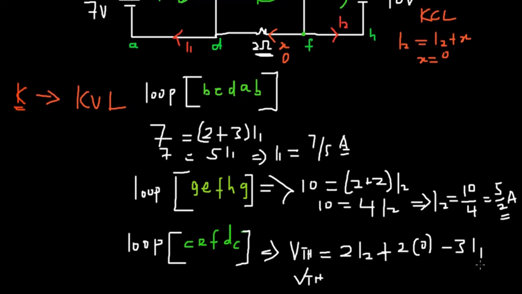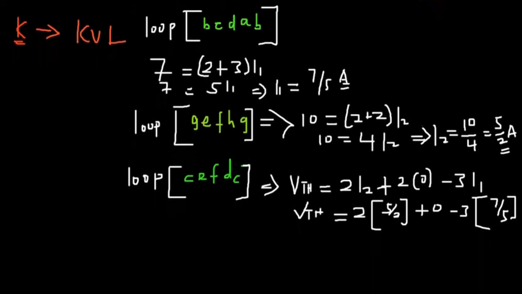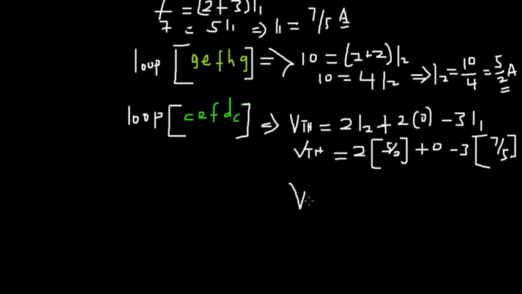But we already know I2 and I1, so we just substitute. We have 2 multiplied by I2, with I2 equal to 5 over 2, plus 0, because 2 times 0 gives us 0, and then minus 3 times I1, with I1 equal to 7 over 5. When you do the maths, you will end up with a VTH of 4 over 5 volts. Now let's move on to the last portion.